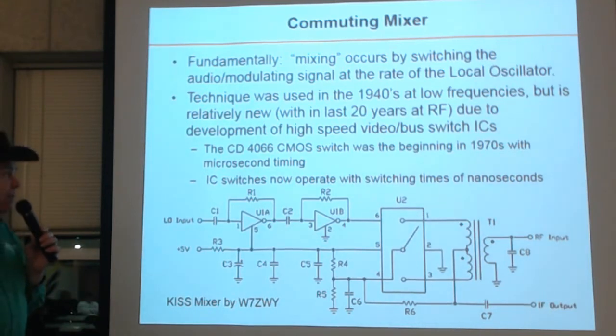And that one operated around a switching time on the order of microseconds. And now we have devices that switch in times of nanoseconds. So this is a simple little RF mixer. I have built and used this circuit actually.